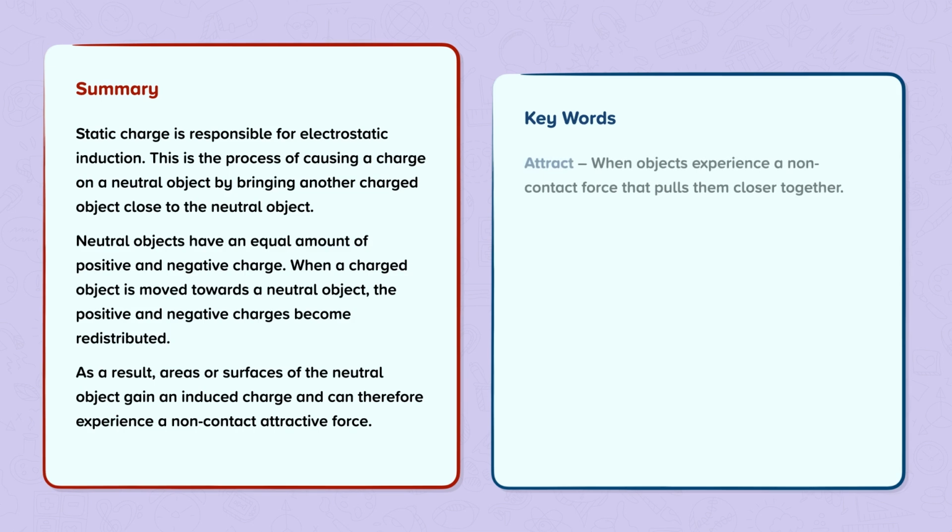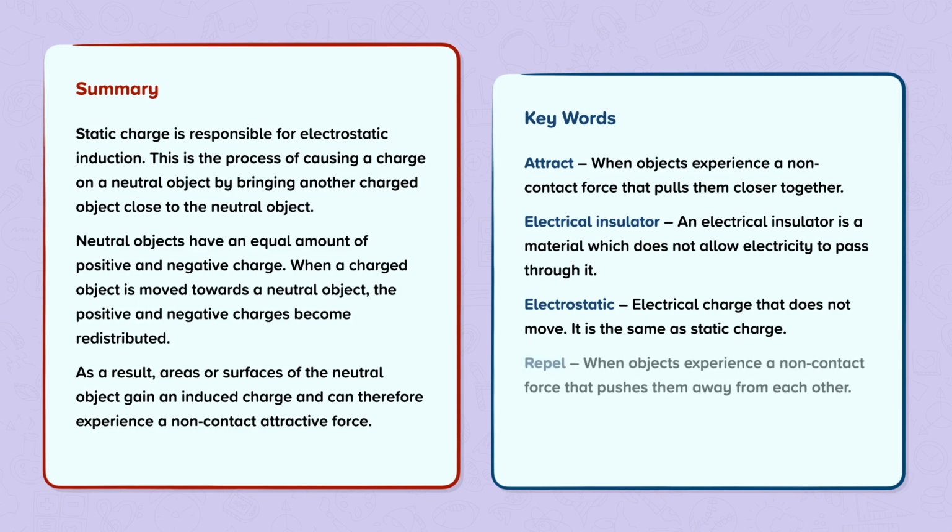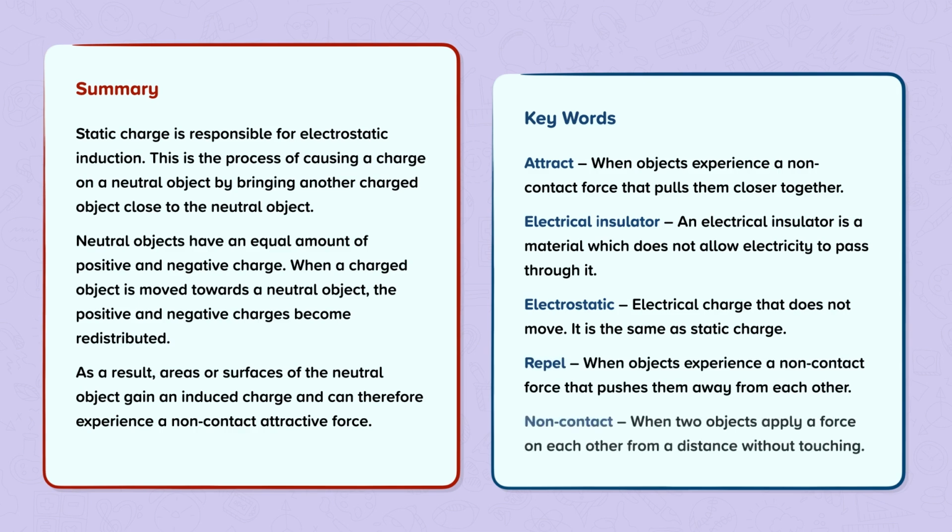Keywords: attract, when objects experience a non-contact force that pulls them closer together. Electrical insulator. An electrical insulator is a material which does not allow electricity to pass through it. Electrostatic. Electrical charge that does not move. It is the same as static charge. Repel. When objects experience a non-contact force that pushes them away from each other. Non-contact. When two objects apply a force on each other from a distance without touching.